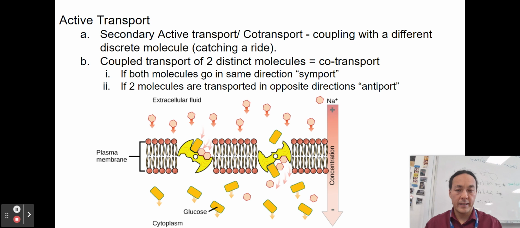It's essentially hitching a ride off the sodium potassium pump. It still requires energy. This is still called active transport because the energy was used to establish the sodium gradient out here. It was used on the sodium potassium pump, the previous slide, and now it brings in a glucose molecule against its concentration gradient. This is a symport. They're going in the same direction, the sodium and the glucose. If they're going in the opposite direction, then it's called an antiport. So we can see that in the next one.